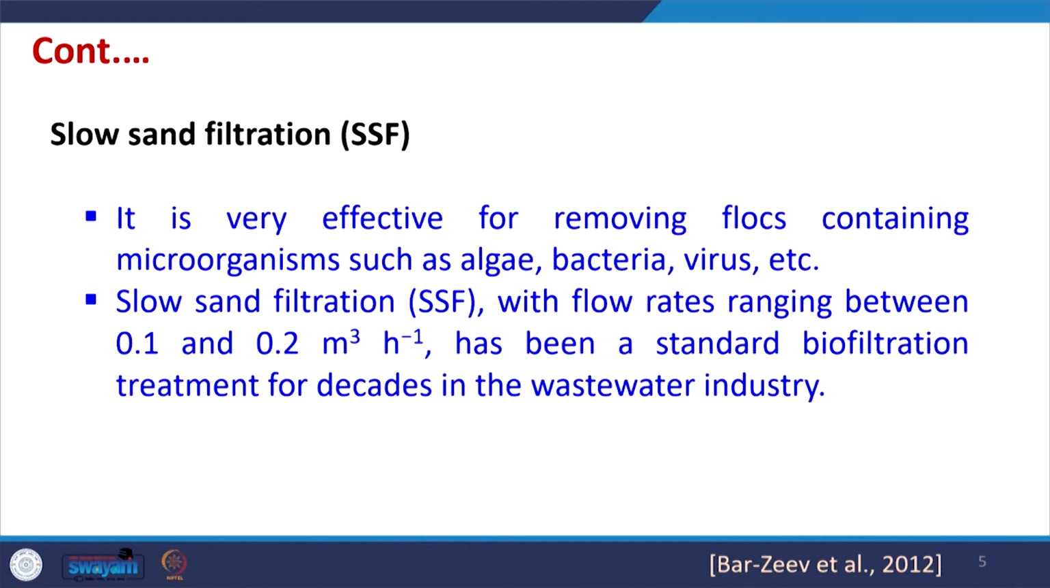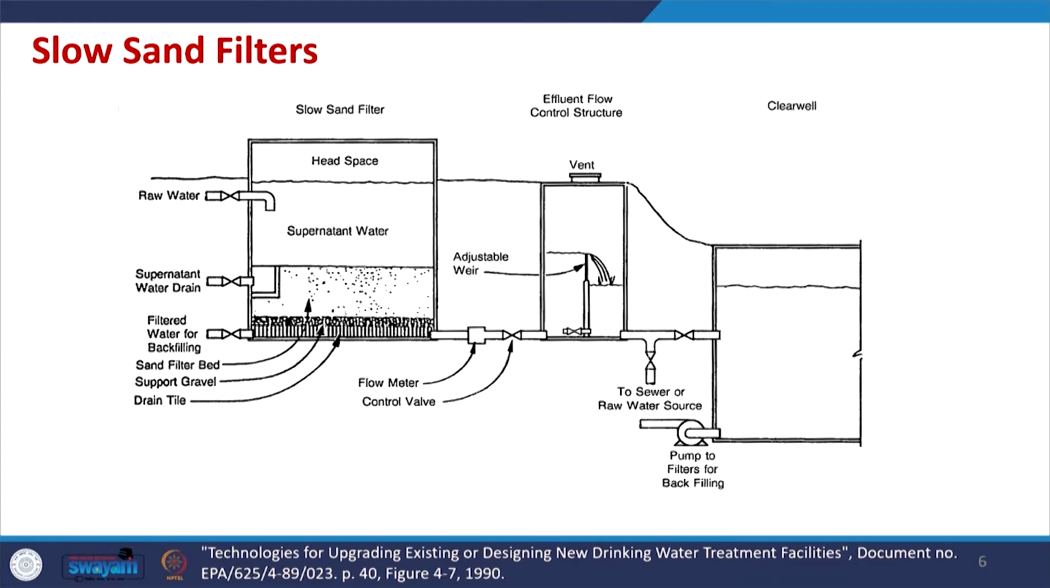Now, continuing, one of the first units, which is very common, is called slow sand filtration. It is very effective in removing flocs containing microorganisms such as algae, bacteria, virus, etc. And slow sand filtration generally operates in the range of 0.1 to 0.2 meter cube per hour. This is the usual rate, and if the flow rates are higher, we can have multiple units in parallel. So, this is how slow sand filtration is there.